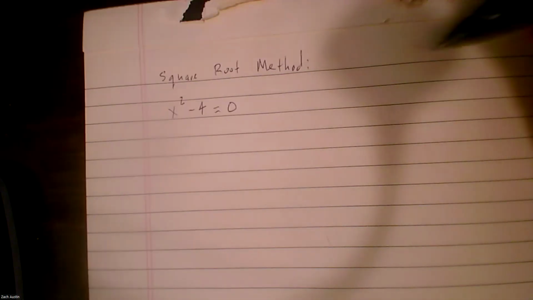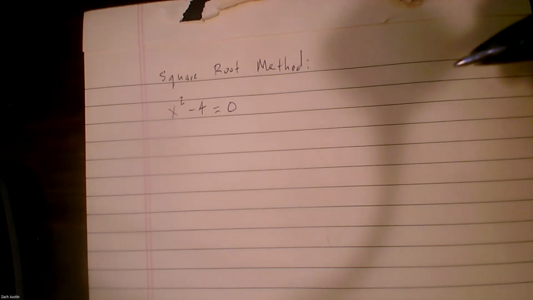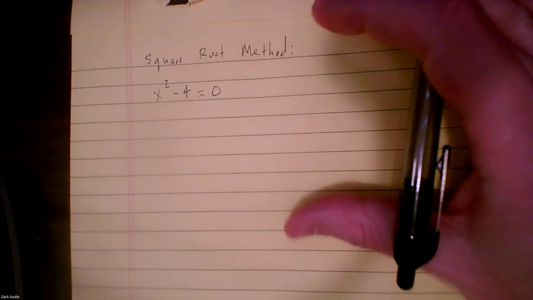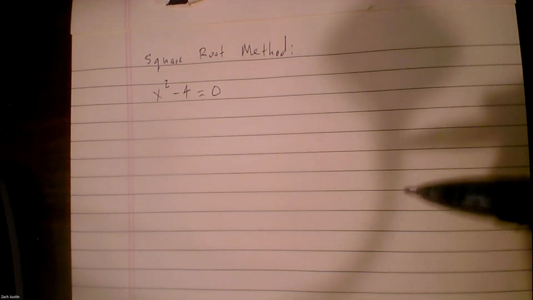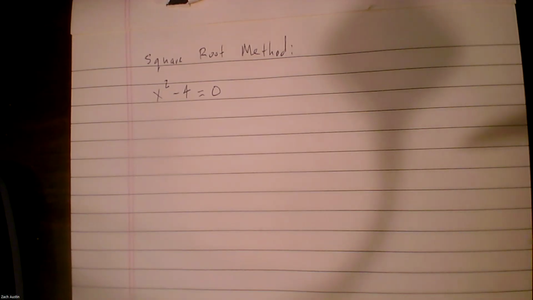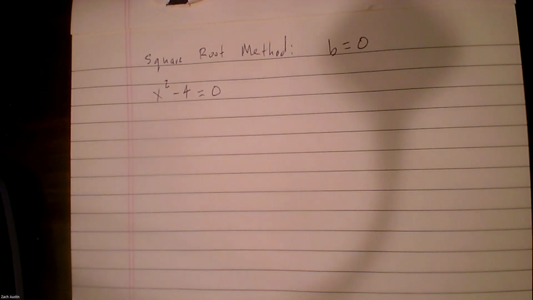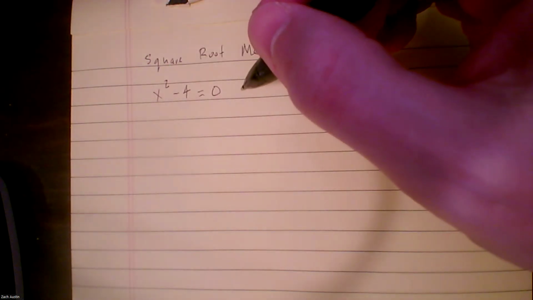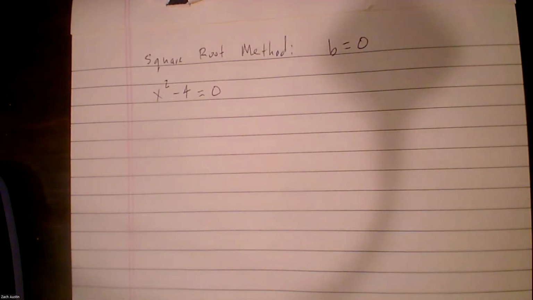Okay, so the second method for solving quadratic equations that we're going to talk about today is this thing called the square root method. This one is very powerful, but limited in where we're going to use it. We're only going to use the square root method when our b value is equal to 0. That means we're missing the x term from our quadratic equation, right? So this is another quadratic equation. Okay, we don't have that x term.